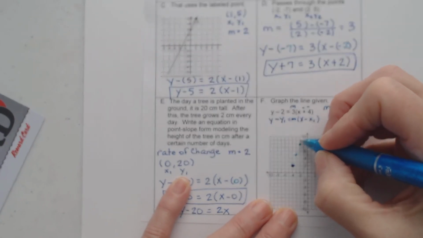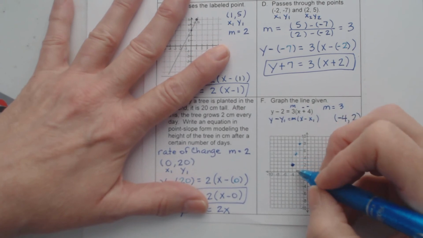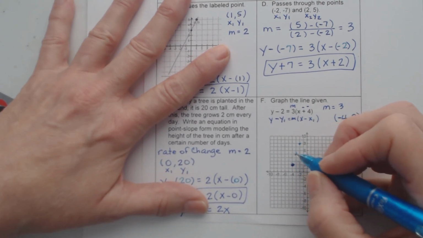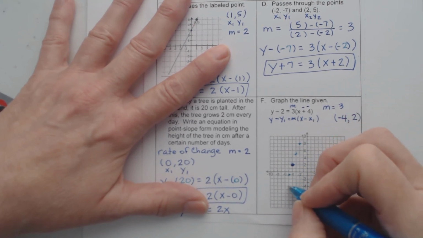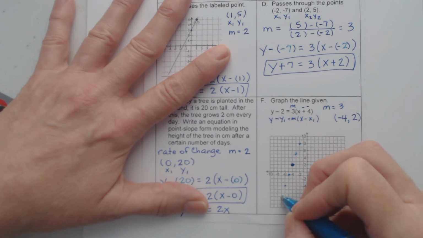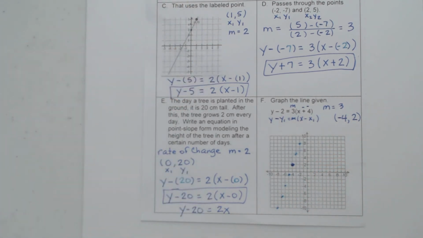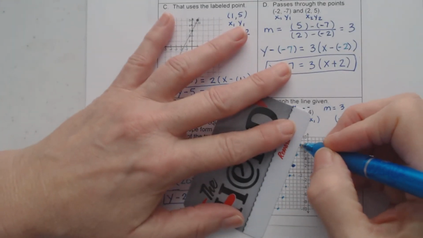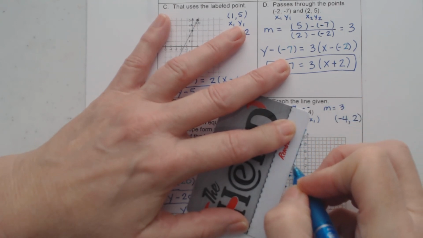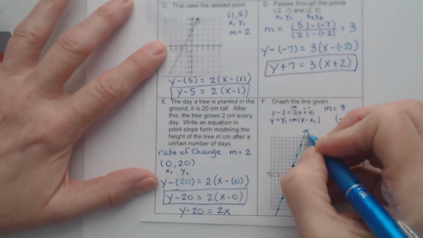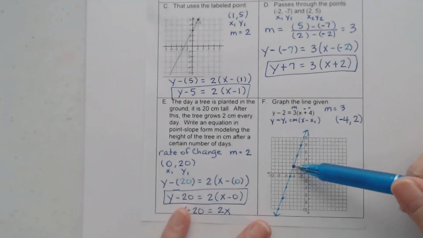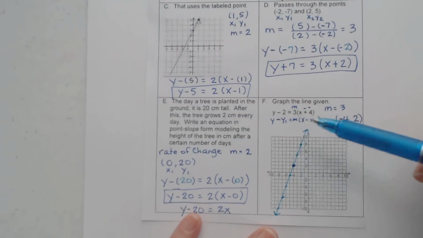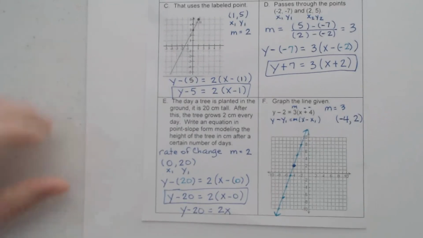So up 3 and over 1. Now I'm going to go off the graph if I continue. So I'm going to come down here. If I went up and right, then I could also go down and left and maintain that consistency. Okay, so I'm going to have to use this little card as a straight edge here. You could use your ID. We connect the dots because it's a line. We are going to make sure we put arrows at either end. So this is the line that goes through the point -4, 2 and has a slope of +3.